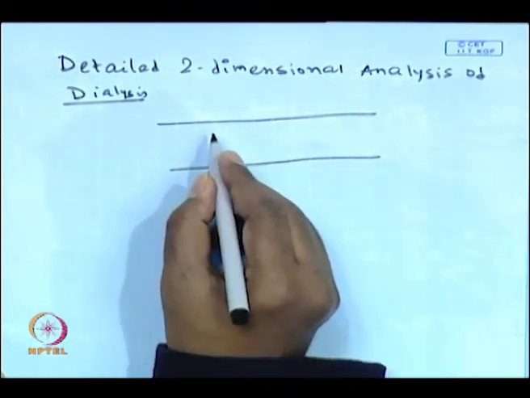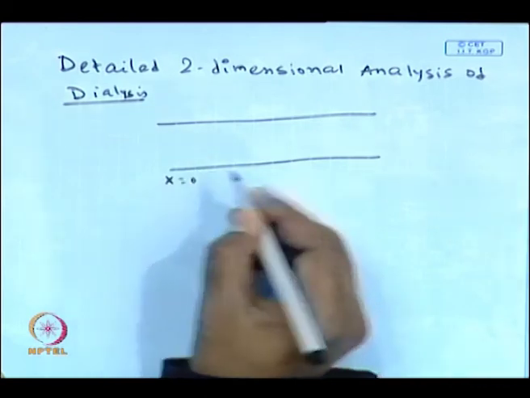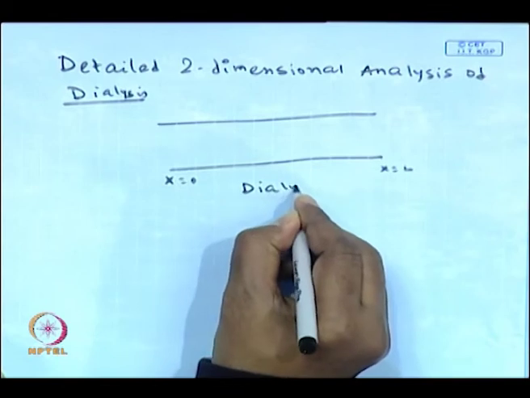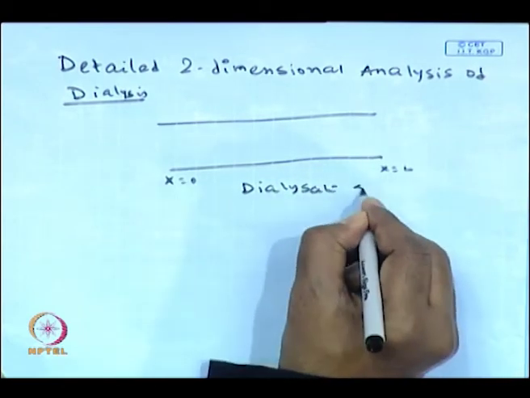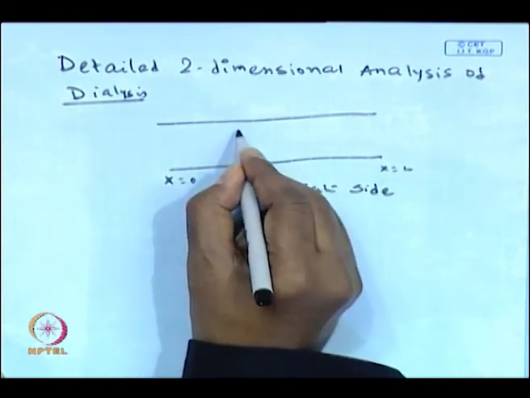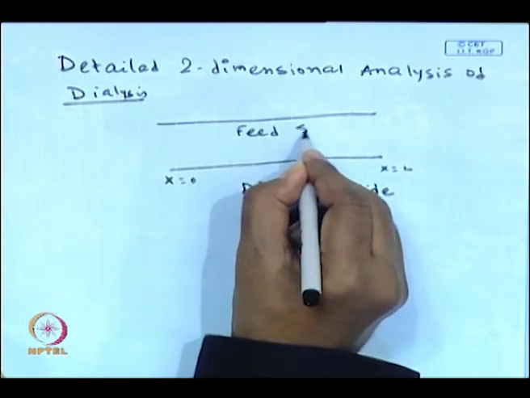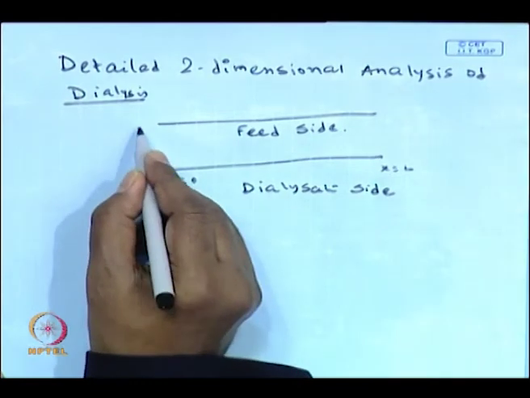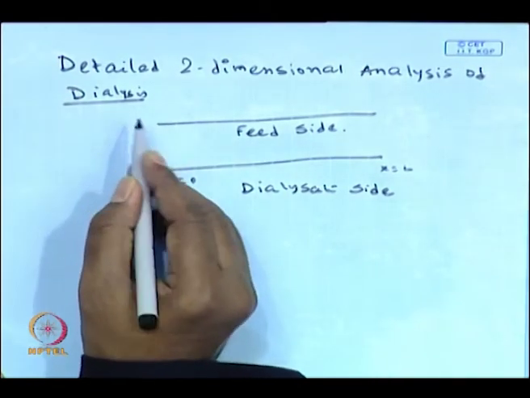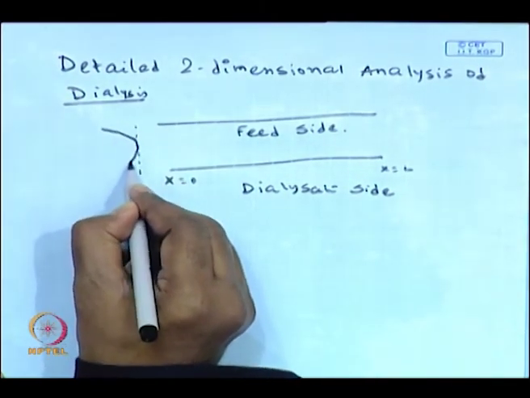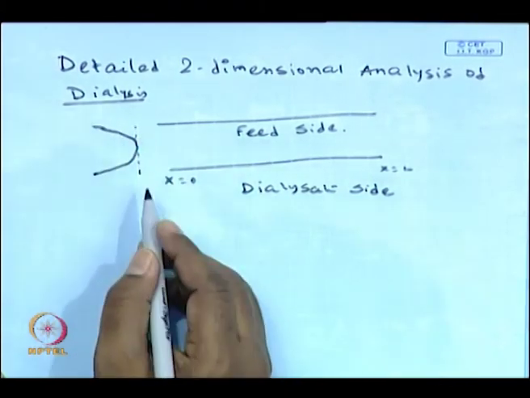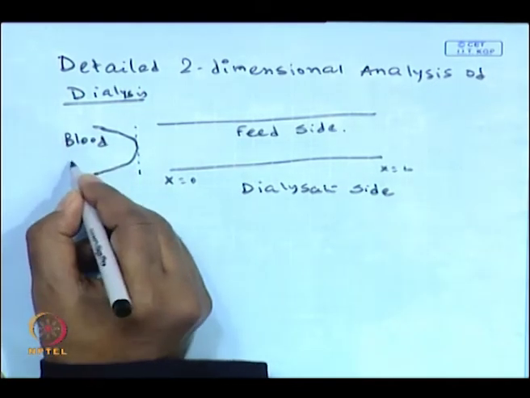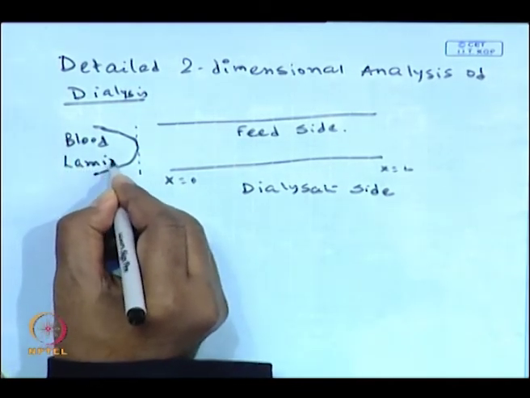So, the X starts from here and it is up to L. This is the dialysate site and this is the feed site. Okay. The blood enters here with a profile something like this. It is a fully developed parabolic velocity profile, blood going into the system under the laminar flow condition.